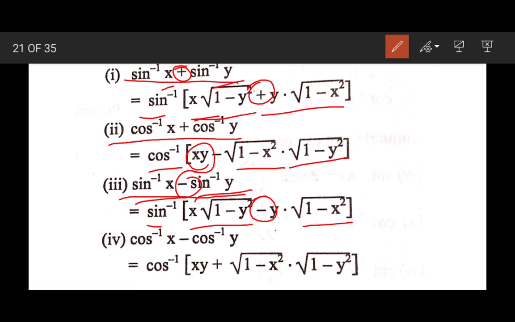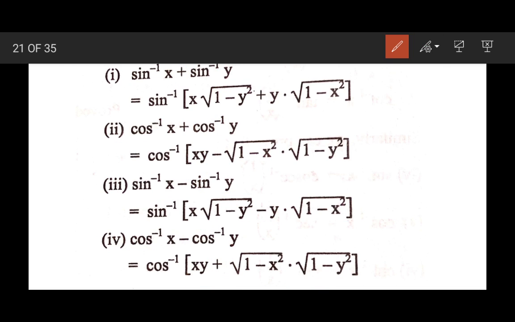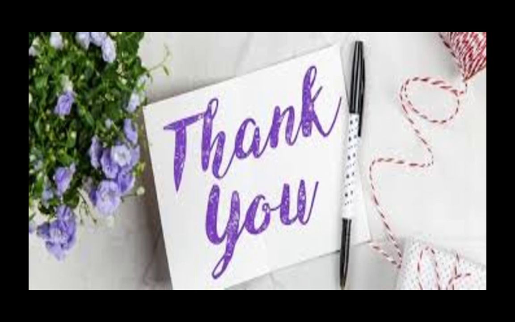And similarly for cos inverse x minus cos inverse y, that is equal to cos inverse of xy. Here it is minus, here it will be a plus. For plus it is minus, for minus it will be a plus. So plus under root of 1 minus x square into root of 1 minus y square. Okay, so that is property number 8. So with this I am concluding this video.